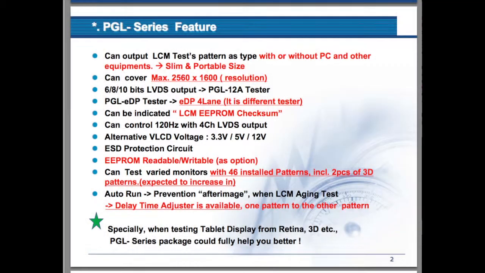Hello, we would like to introduce a compact and high-function LCD panel tester called the PGL series. There are two types of testers. One is for testing LVDS panels, and the other is for eDP 4-lane panels. At this time, we would like to provide an immediate film for the PGL LVDS type of tester. Especially, it is showing a film with an LCD TV panel in advance.